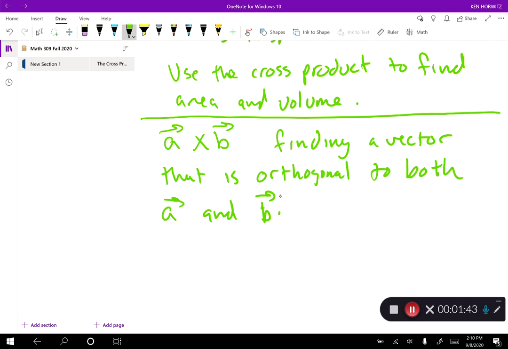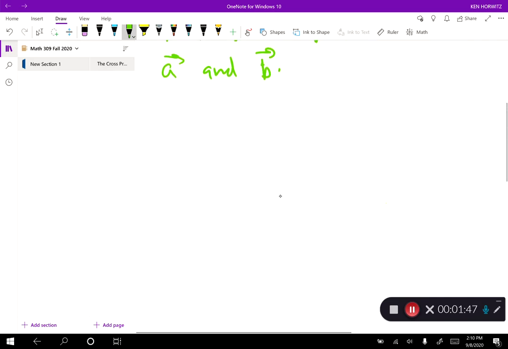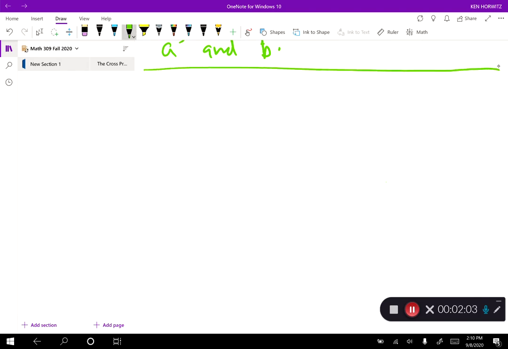Let's start with how to do the cross product, and then we'll talk about how to apply it to area and volume. In order to do the cross product, the first thing we need to remember is how to do a determinant. Not everybody does determinants, so let's make up a very small determinant. I have A, B, C, and D. I'm going to change color so you can see it.